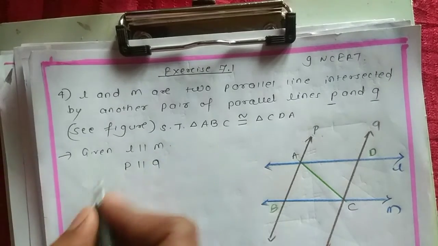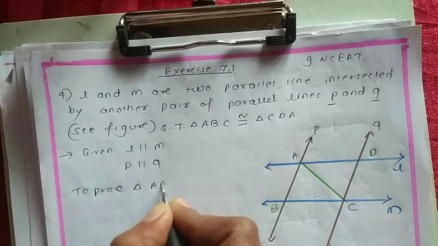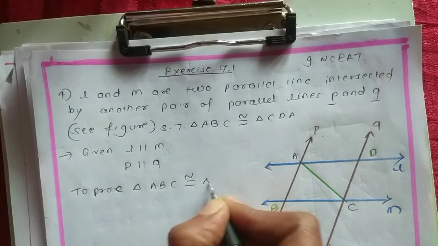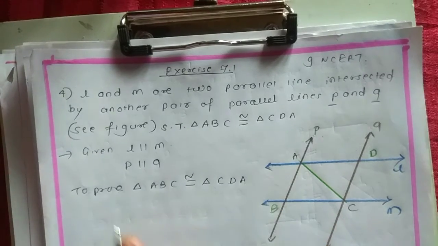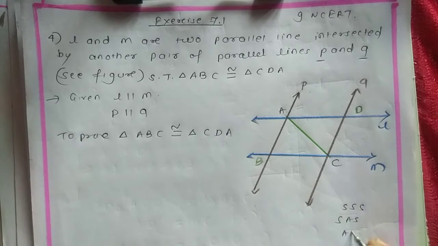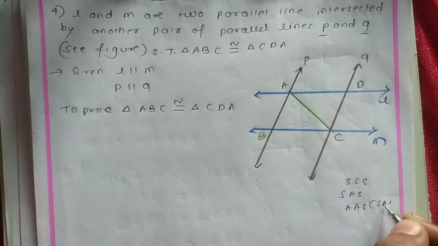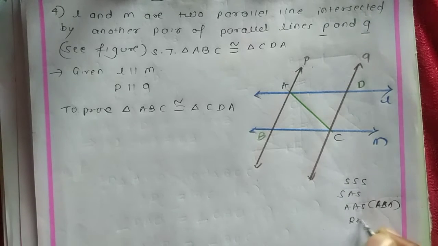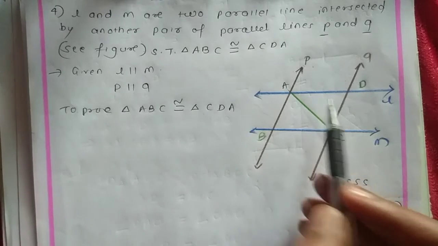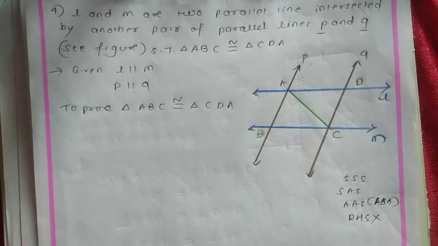Now we have to prove triangle ABC is congruent with triangle CDA. There are four congruence criteria: SSS, SAS, ASA and RHS. Whenever we find a right angle triangle, we can check for RHS, but there is no right angle triangle here, so we will not go for this.